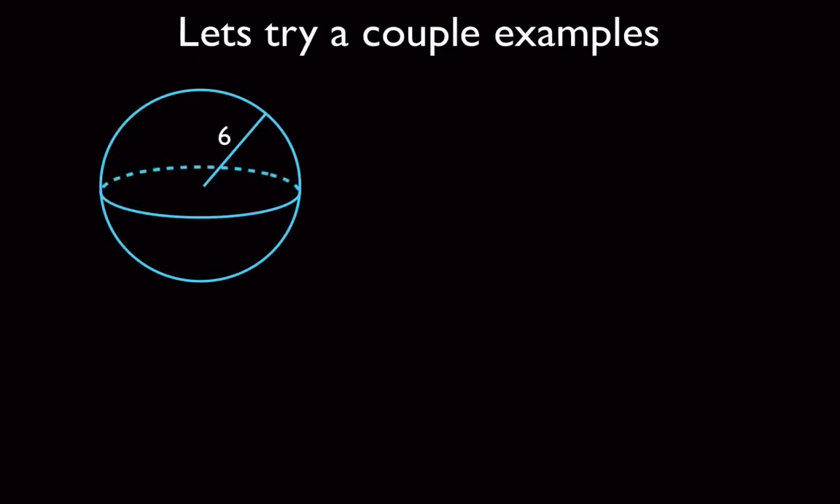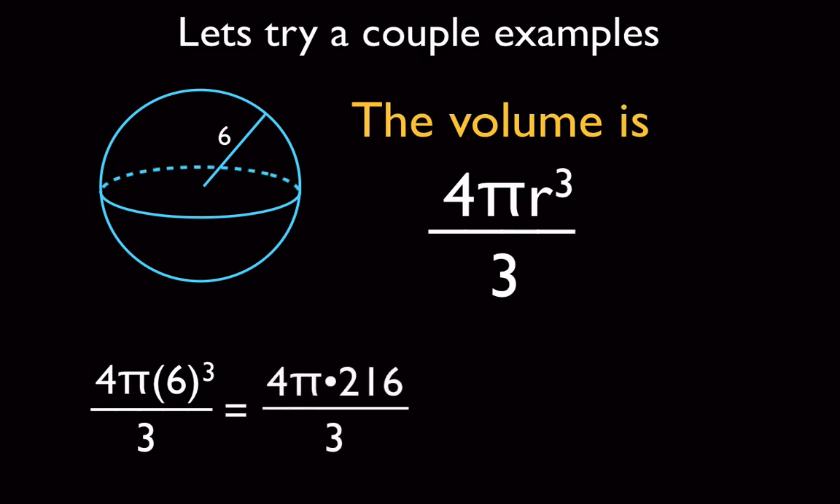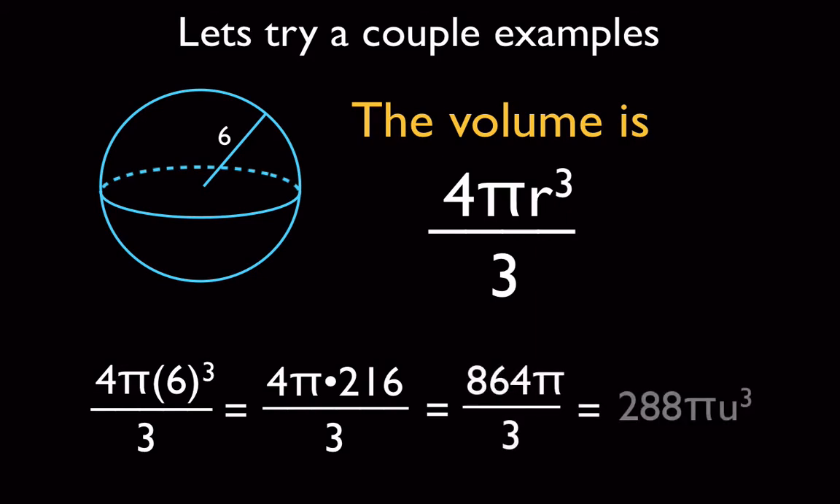So now we're going to go ahead and try a couple of examples. All the information you need is right there in the radius. And we're simply going to go ahead and plug it right into the formula. 4 pi r cubed divided by 3. The hardest part about this is using a calculator to calculate the large numbers. So we end up with 4 times 216 pi, which is 6 times 6 times 6, and then divided by 3. When we simplify that, we're going to end up with 864 over 3, which is 288 pi units cubed.